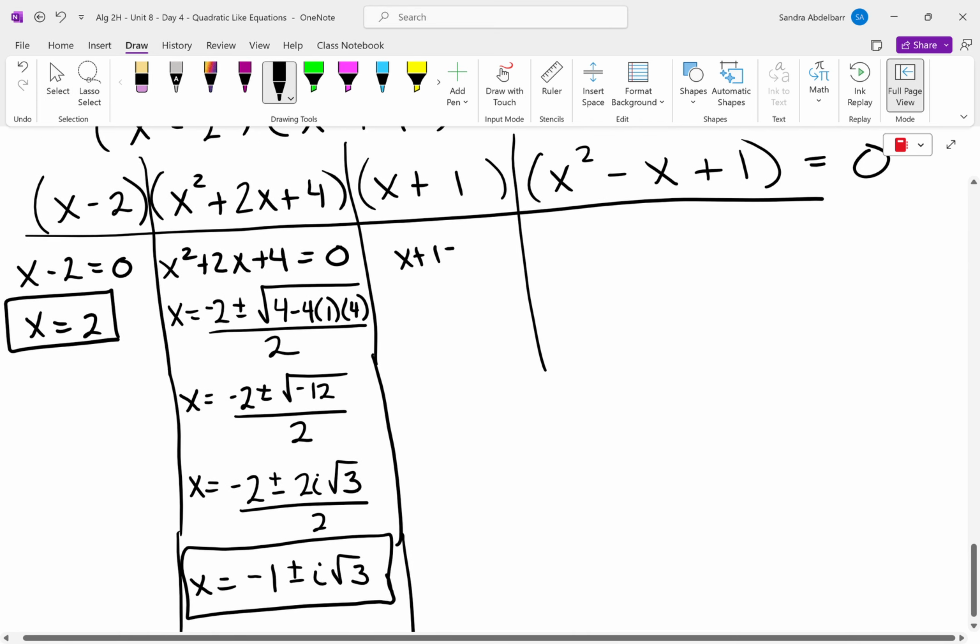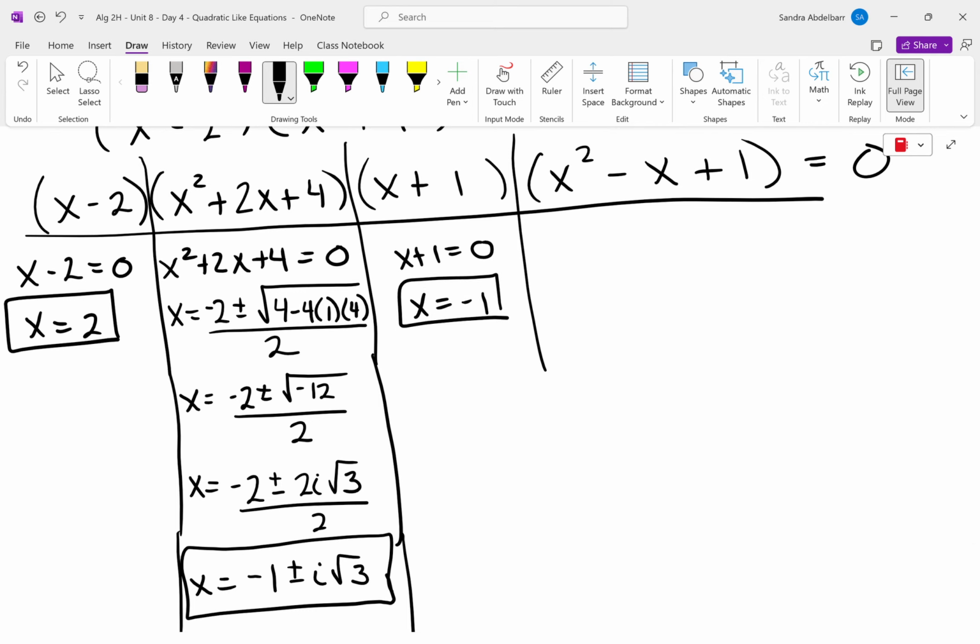All right, next one. X plus 1 is equal to 0. X equals negative 1.